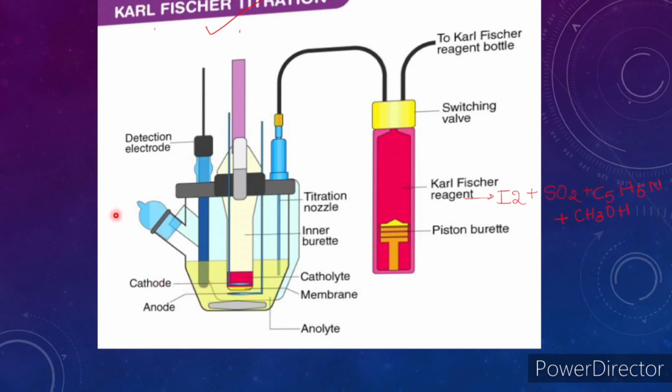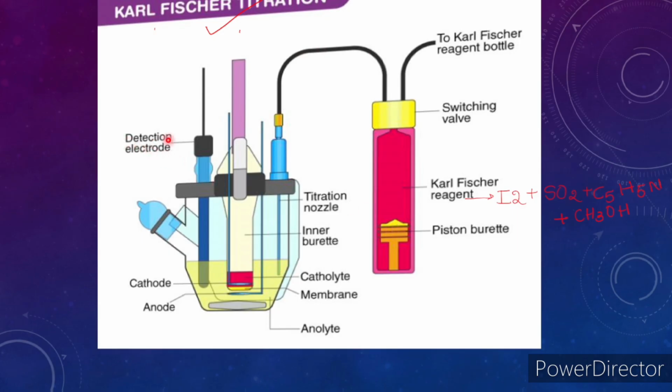The food sample or any sample can be placed from this mouth region, and this is the piston burette, and in this we will place the Karl Fischer reagent. The Karl Fischer reagent is made up of iodine, sulfur dioxide, pyridine or imidazole, and methanol. The Karl Fischer reagent is sent to the burette drop by drop with the piston action.